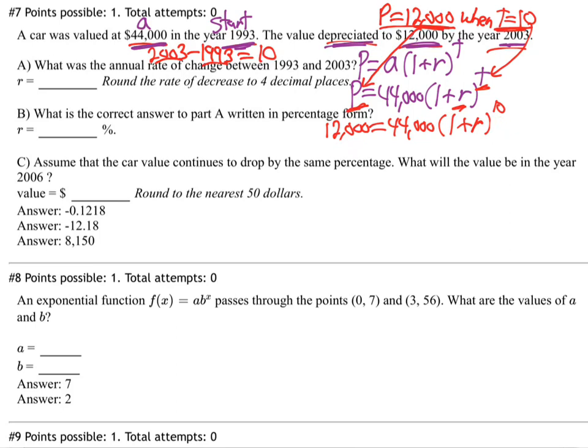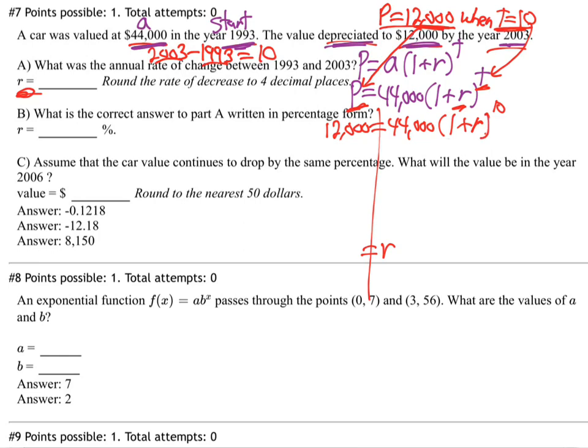What do they want me to find here? They want me to find R, right? They're asking for R over here. Well, that's a pretty tricky equation to solve for. How do we solve for R? R said, I want to be alone, get rid of this 44,000, get rid of this 10 power, and get rid of this 1 so that I can be alone. So one of the fanciest things we've solved so far.